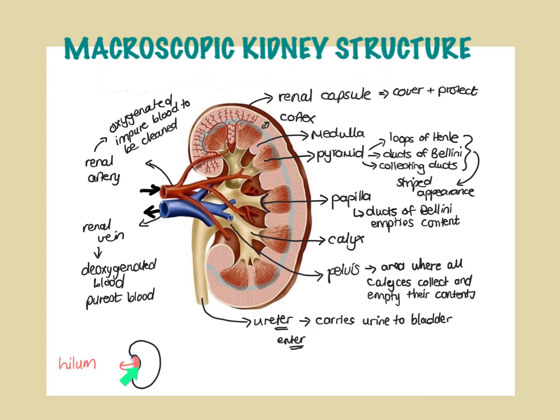This structure that is showing you here like a kidney bean, just this little area where the renal artery and renal vein enter, is the hilum. And if we actually look at the kidney structure, I've drawn a blue line here across the top of these pyramids. So these are all pyramids. They have a striped appearance because of the loops of Henle, the ducts of Bellini, and collecting ducts. So they make it look stripy.